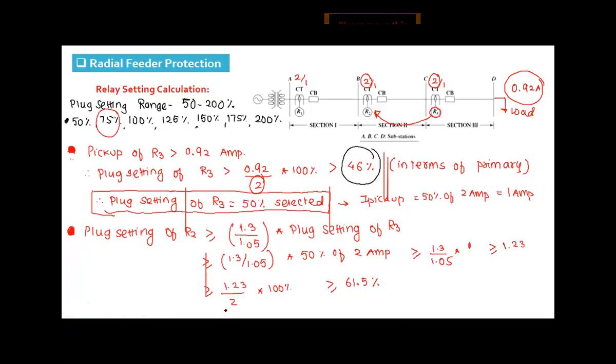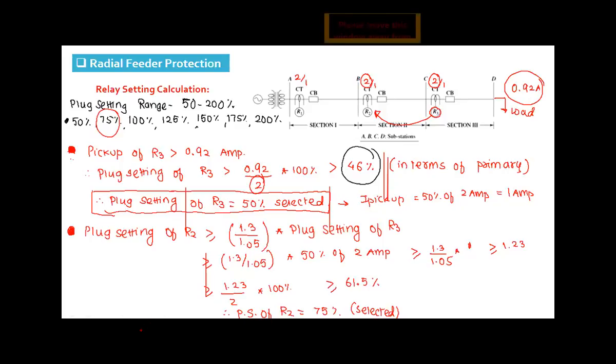Therefore, plug setting of R2 is 75% selected. Okay, so what will its pickup be? 75% of 2 ampere, that is 1.5. So R2 will pick up at 1.5 ampere.